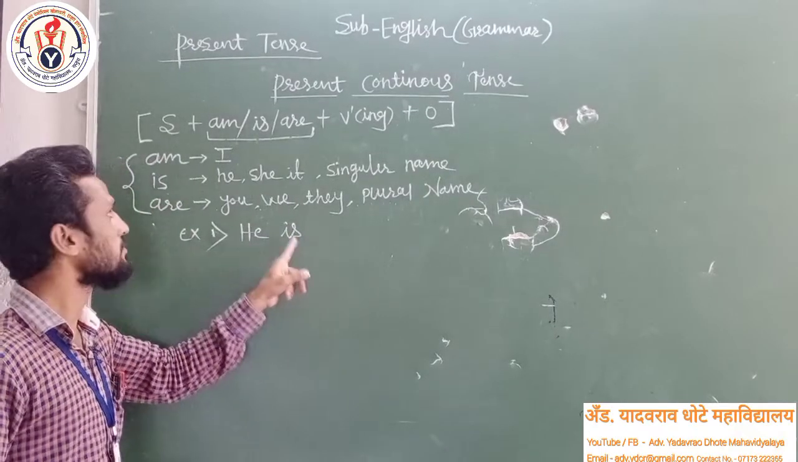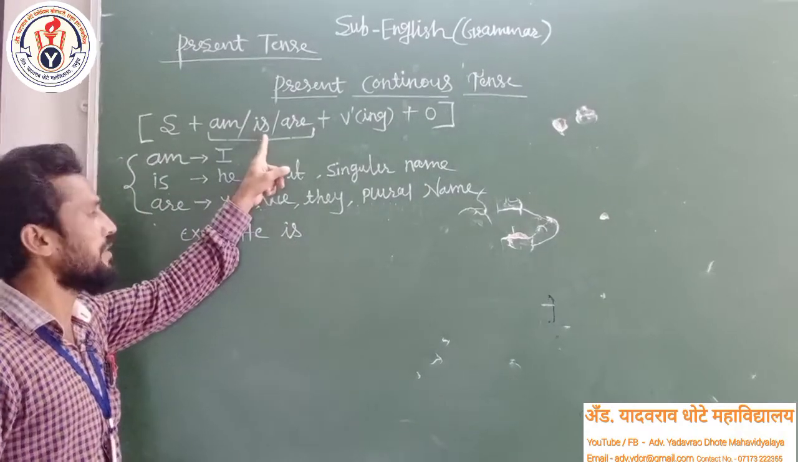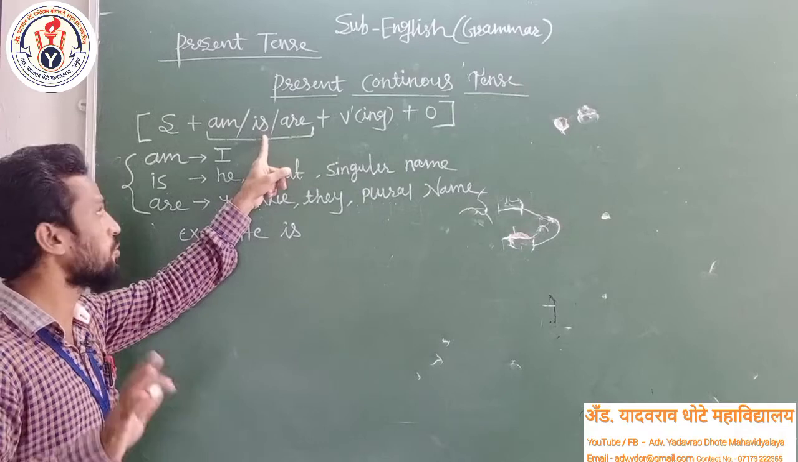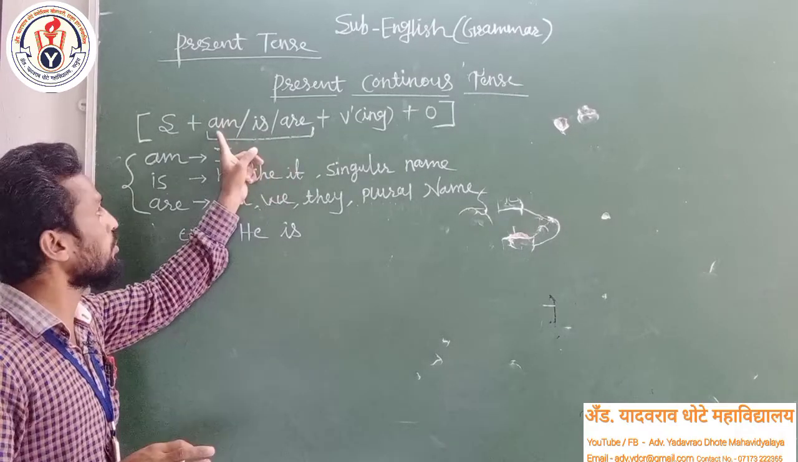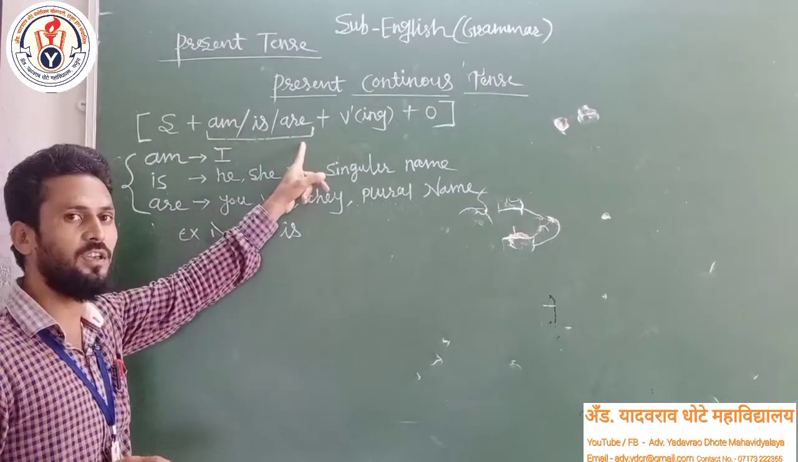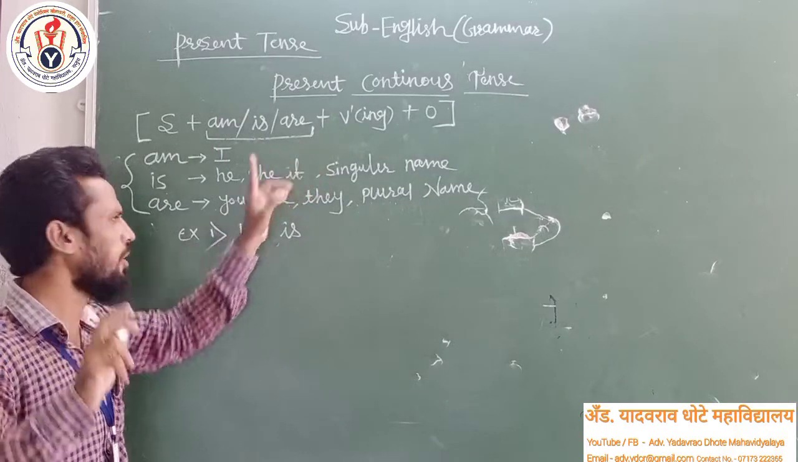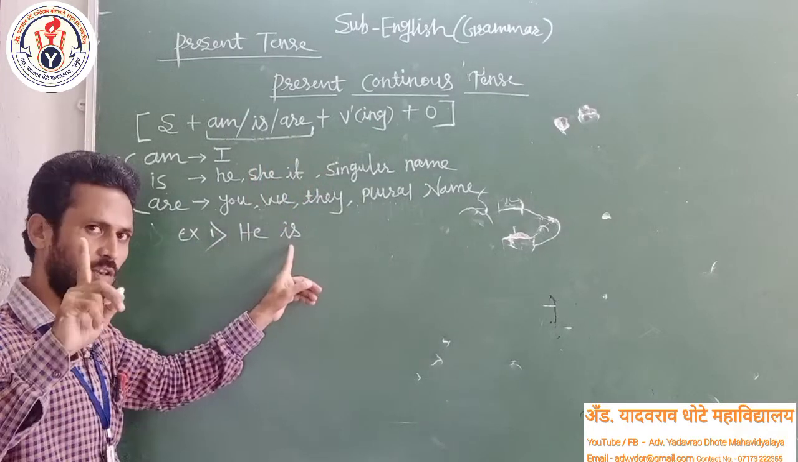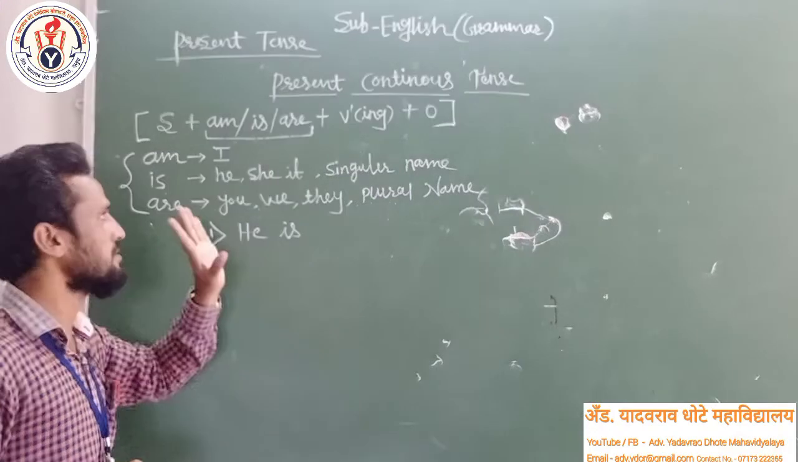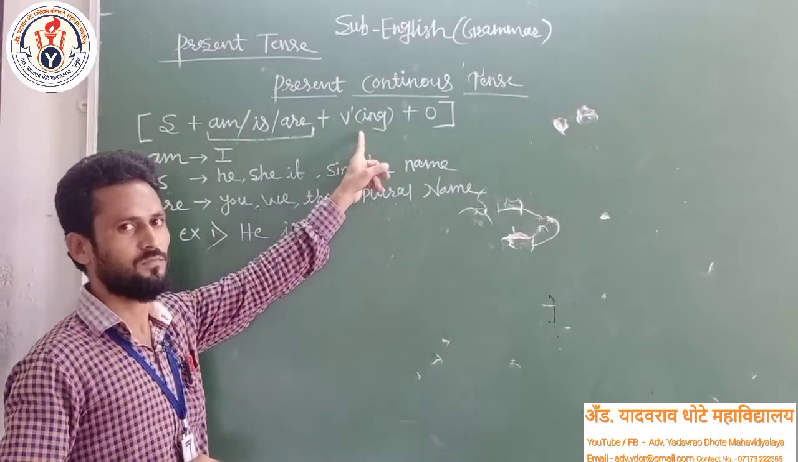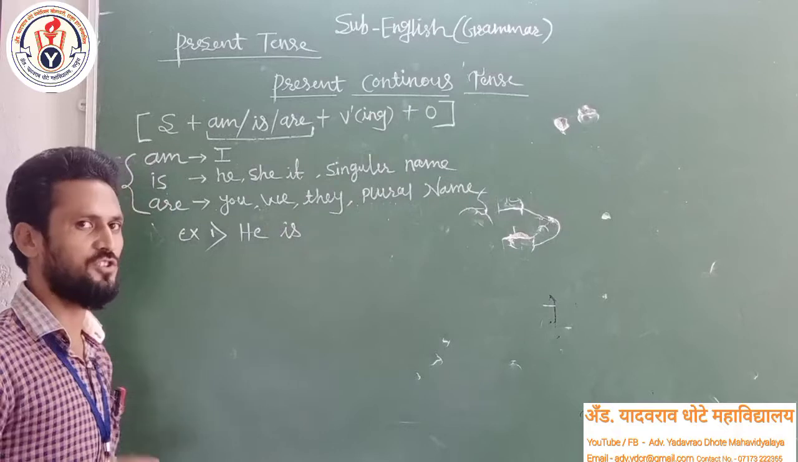He is. Now here already we have taken "is", so there is no need to take the other two forms, because out of three anyone we have to choose, and already we have chosen. We have selected one. He is. Next verb. V1 plus ing.